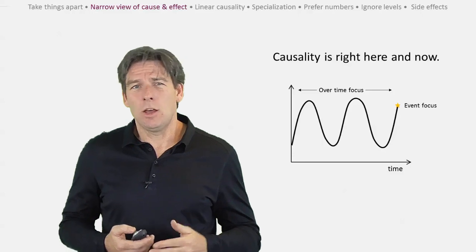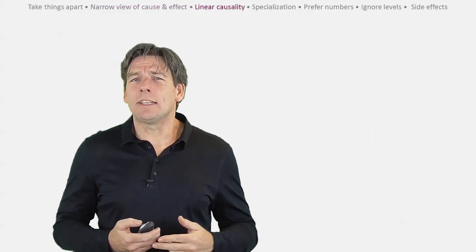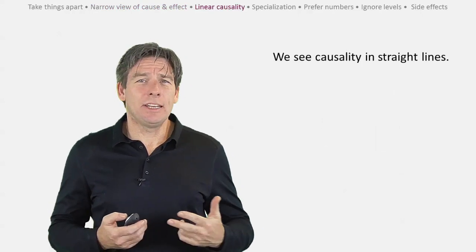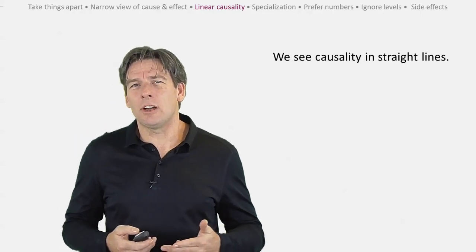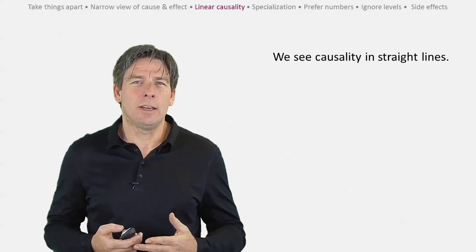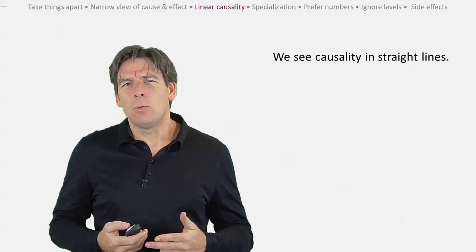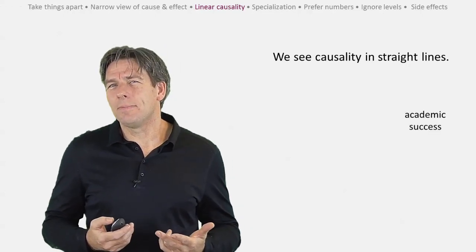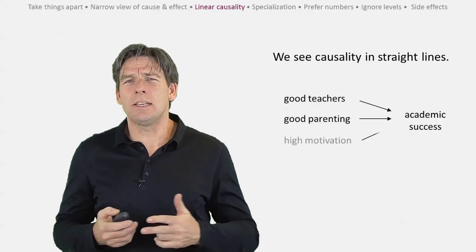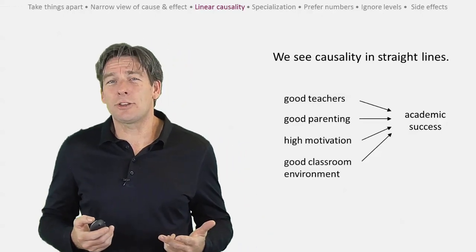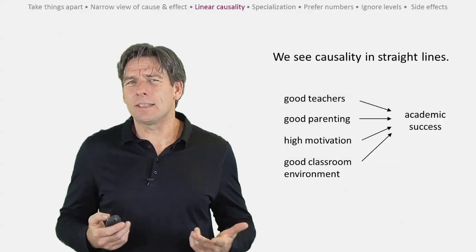3. We tend to see causality in straight lines rather than in loops, and we prefer linear cause and effect theories to explain behaviour. We see this straight line thinking whenever lists of factors or key variables are given to explain some phenomenon. Let's test this out. What determines academic success? Most of us would write down a list of factors such as good teachers, good parenting, high motivation, and a good classroom environment. But why stop at a list?